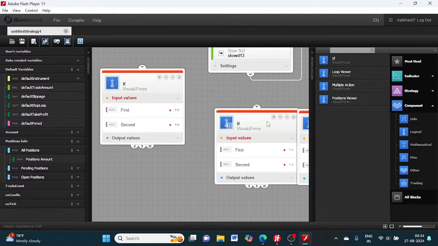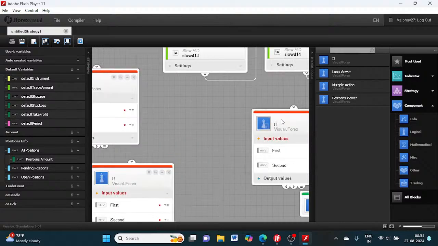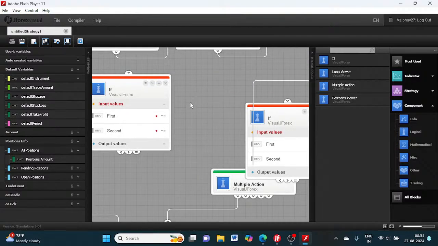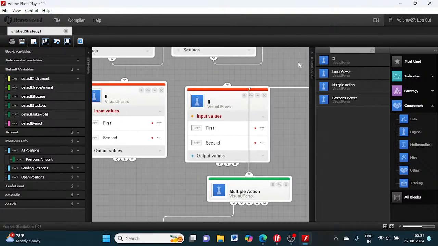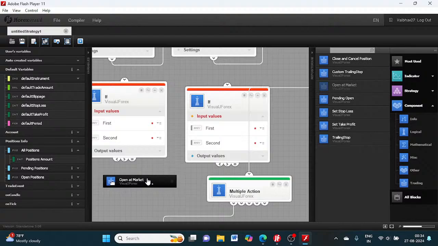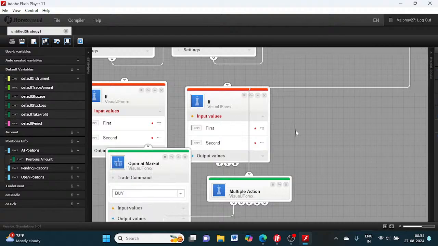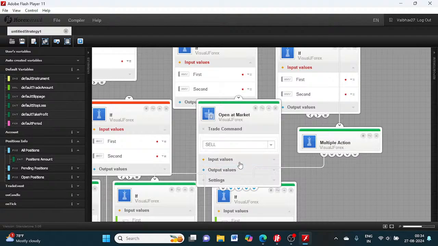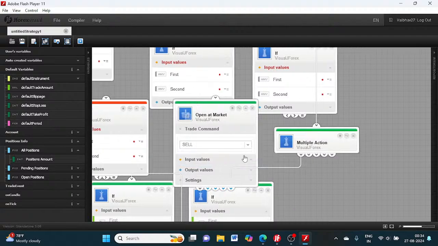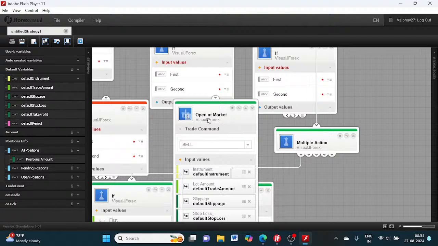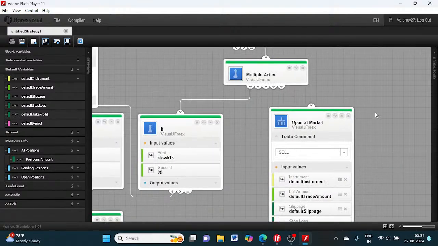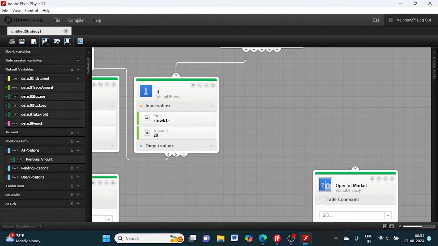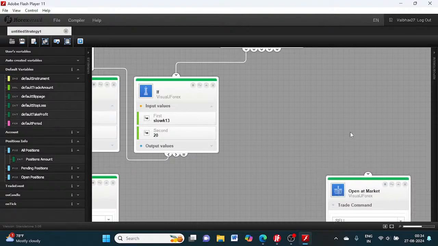Alright. Now, if you are going to open the trade on the sell side, you're also going to need the trade command block. So I'm going to get it this time itself. Open at market. Let me change it to the sell. Alright. Input parameters, output parameters. We need to define input, not the output.